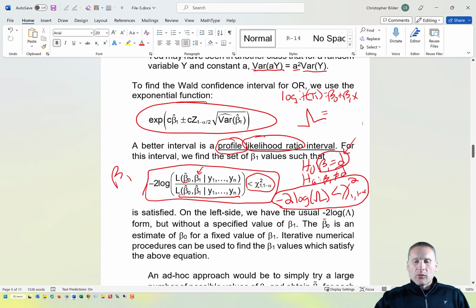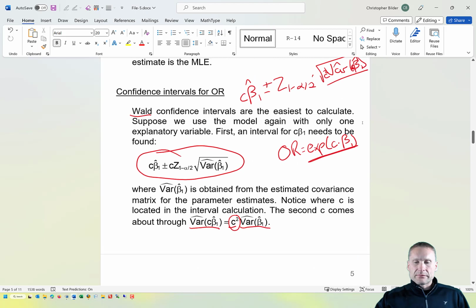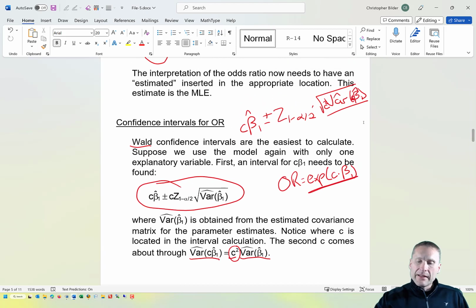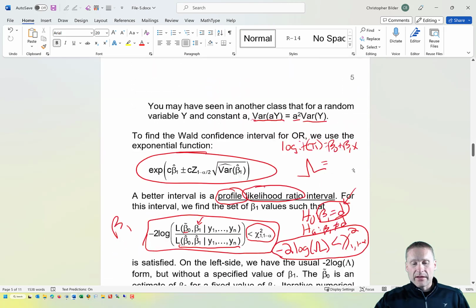Now, going back to what we were seeing before, I need an interval for c times beta 1 and then use the exponential function with that to find an interval for the odds ratio. And that's what we end up doing.